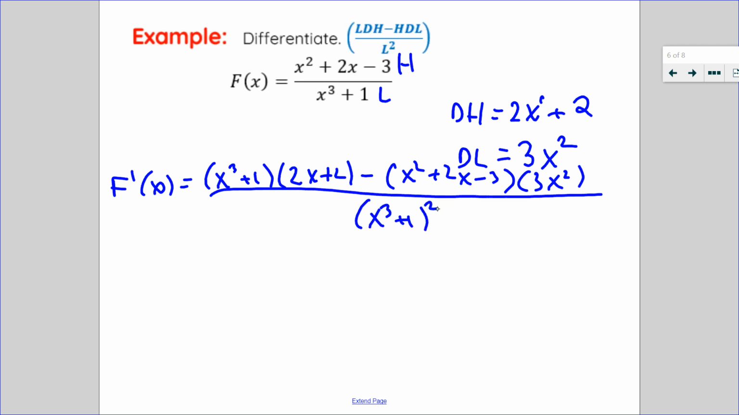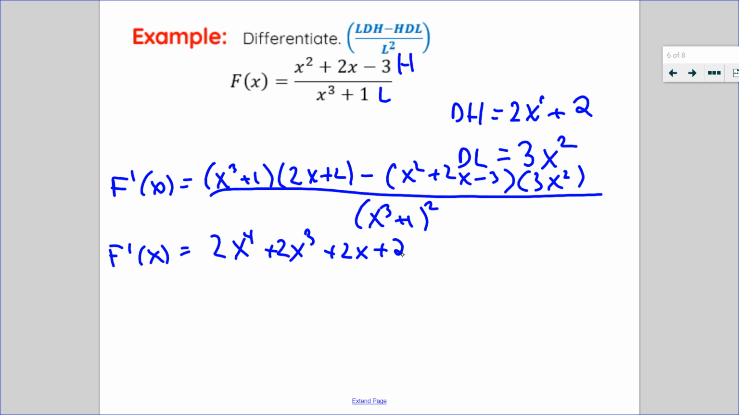So again, looking at this one here, my choices are factor a GCF or expand and simplify. I again see this as an expand and simplify because there's no good GCF to take out. So in the first one, I'm going to have x cubed times 2, x cubed times 2x, and then x cubed times 2. 1 times 2x, 1 times 2.